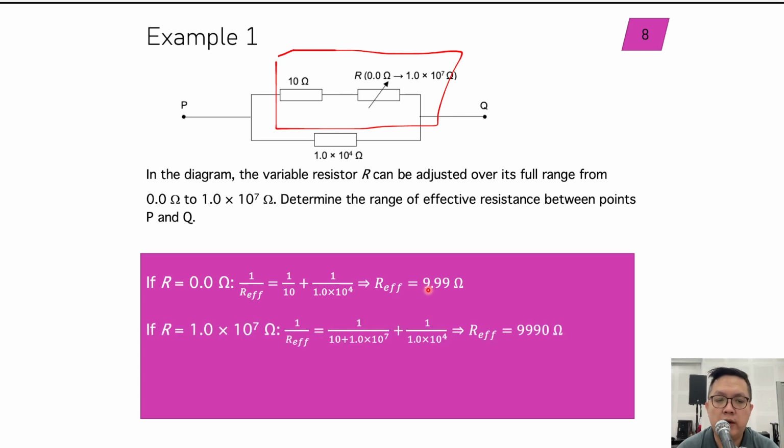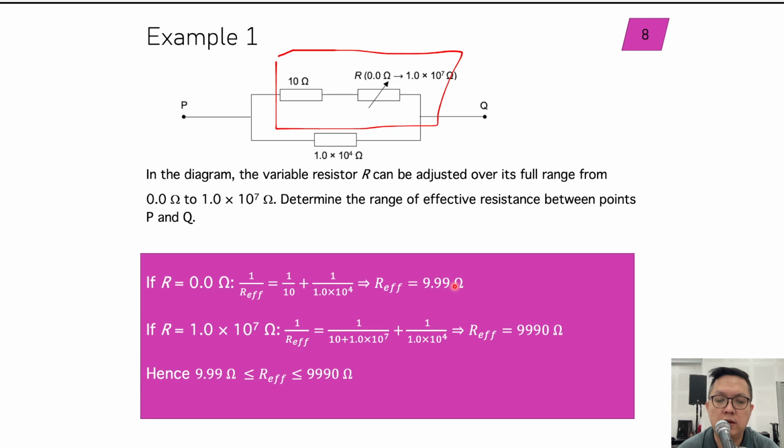Now if R is 1 times 10 power 7, my top branch will have a resistance of 10 plus 1 times 10 power 7. Then to find the parallel branches' resistance, I inverse both sides and let it equal 1 over R effective, and you get 9990 ohms. I don't know if you realize it or not, the range is this one, 9.99 ohms to 9990 ohms. But that's for the first one, right?